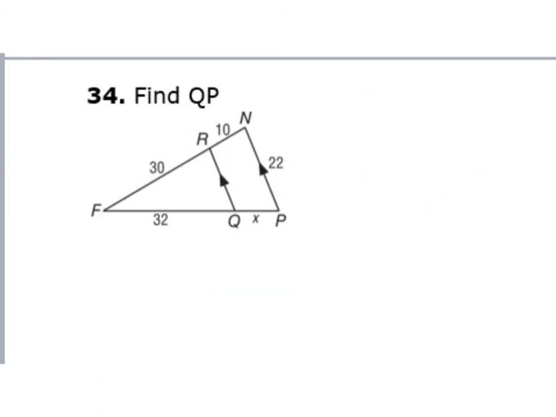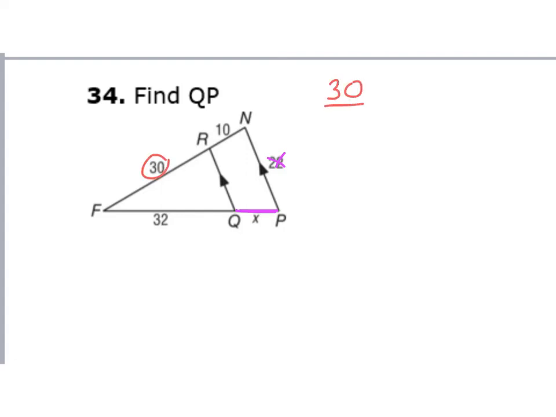34. Find QP. Okay, so on this one, QP is right here. So I don't have to deal with this 22 that's on the parallel, which means this time I don't have to separate my triangles. I can use what we did just this past Monday with my proportional parts with my parallel lines. So I just pick any of the 4 things I see left over, the 30, the 10, the x, or the 32. I'm just going to go with the 30.